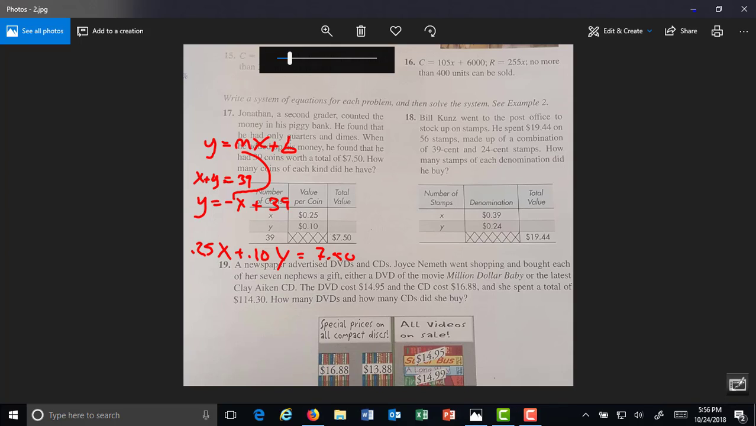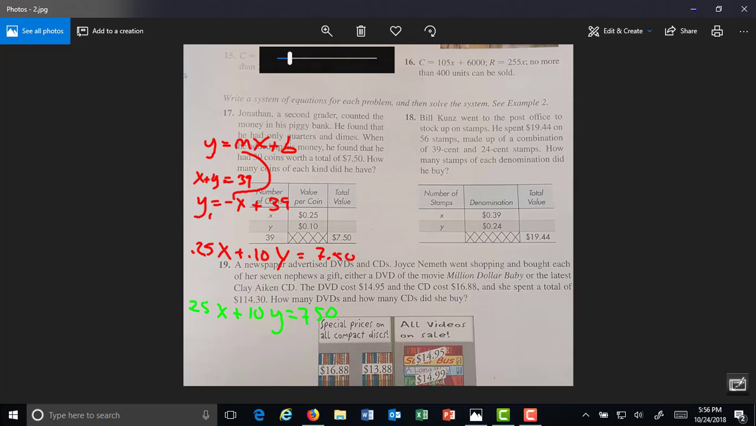So, all right. I'm going to call this line 1. Now let's talk about line 2. I'll do line 2 in green. You see, I'm going to multiply all of this by 100, right? Just to move this over. Yes? Both sides? So I'm going to have 25X plus 10Y equals 750.